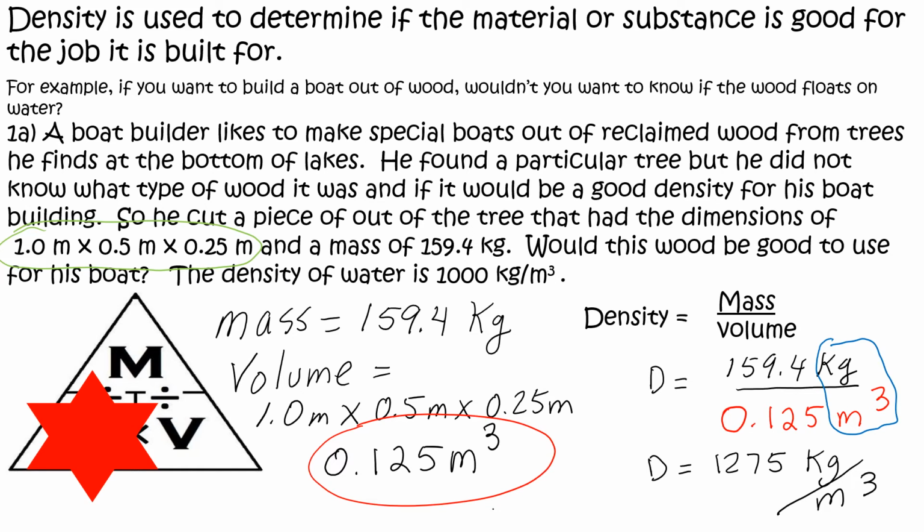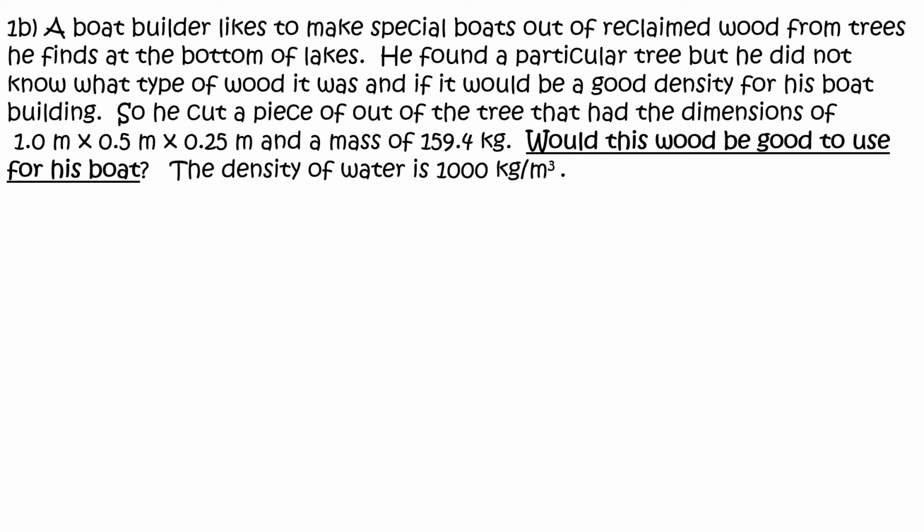Now, yes, I do want to know the density of this wood, but now I want to compare it to the water, all right? So here's the second part of the question, it's asking, would this be good for the boat? In other words, does it have a density that is less than 1,000 kilograms per meter cubed, because the density of water is 1,000 kilograms per meter cubed, and to float on water, it has to be less than that. Okay, so you tell me, will this boat float, or is it going to sink?